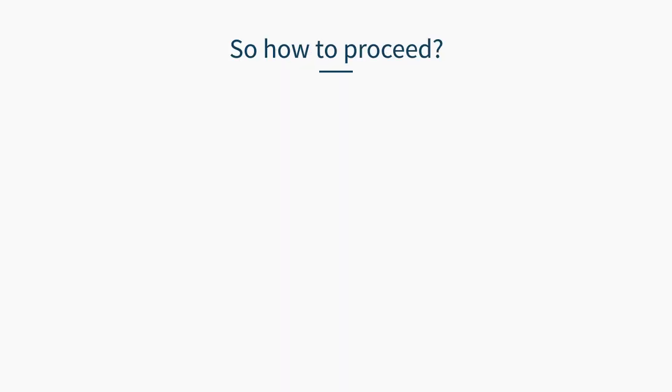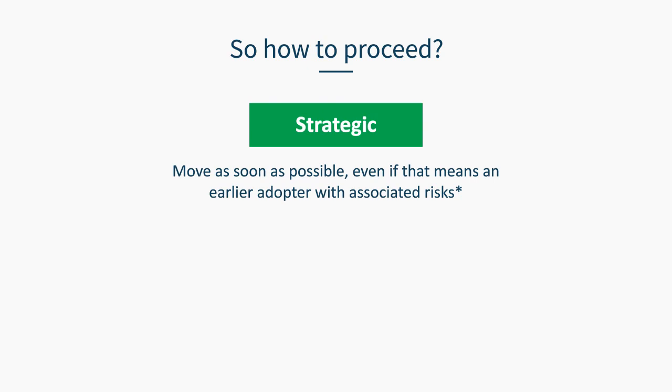So how do you proceed? If you are strategic, in that particular case, you want to move as soon as possible, even if that means being an early adopter with associated risks. For me to suggest you take risks is always not a good idea. As a system integrator, I probably don't want to be doing that. But even Gartner has suggested that if you do the right planning, it's not always the worst thing in the world to be an early adopter, specifically if you can see real financial gain to your business in the short term.